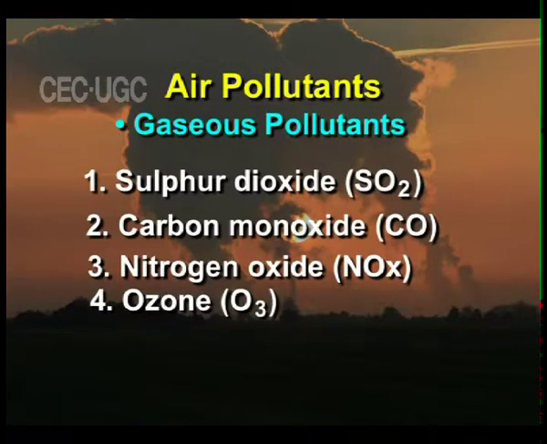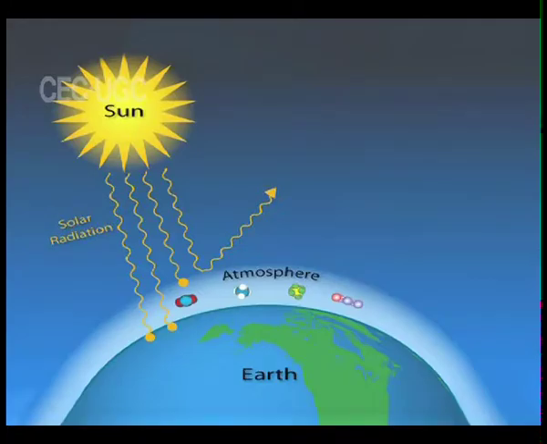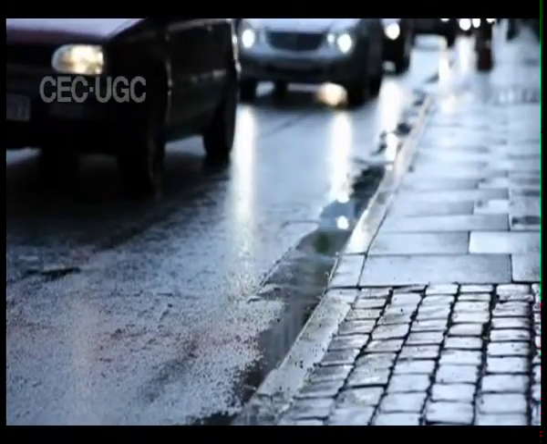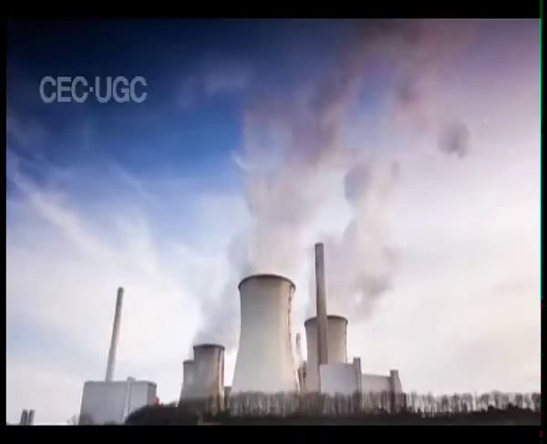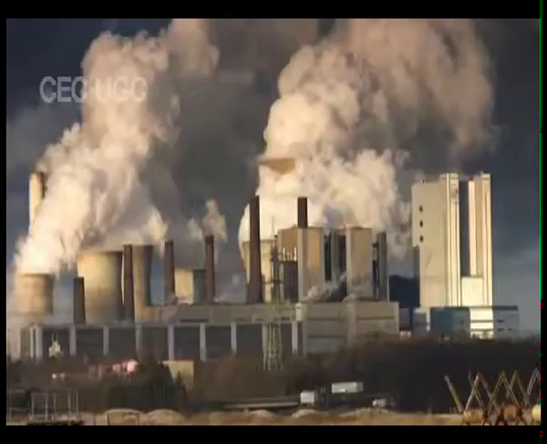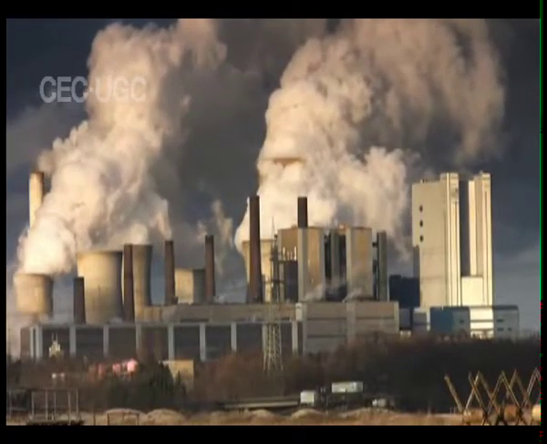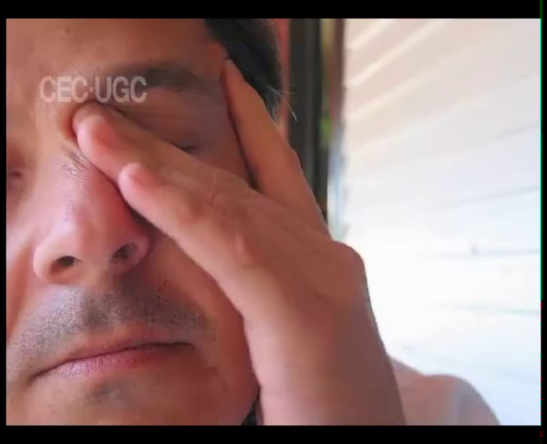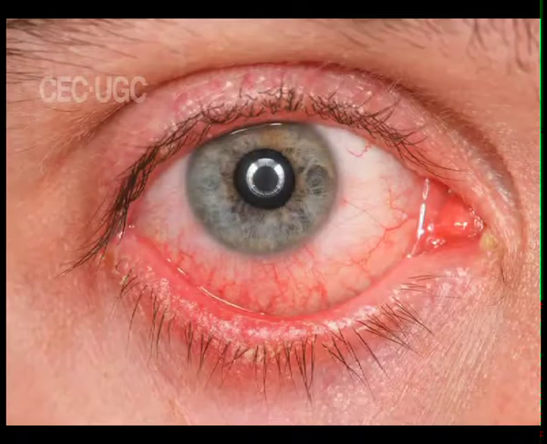Ozone, that is O3. Ozone occurs naturally in the upper layers of the atmosphere. This important gas shields the earth from the harmful ultraviolet rays of the sun. However, at the ground level, it is a pollutant with highly toxic effects. Pollutants emitted by vehicles and industries are the major source of ground level ozone emissions. It makes our eyes itch, burn and water.